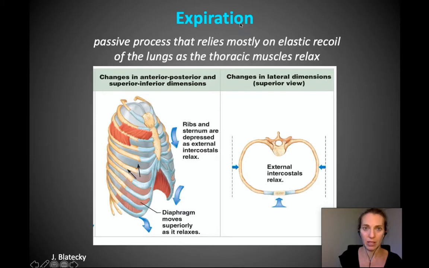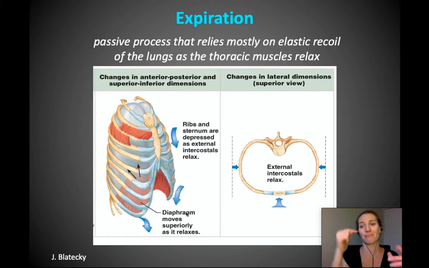So with expiration, it's important to appreciate that this is a passive process. Under normal relaxed expiration with tidal volume, you're not having to force air out. You don't have to blow it out, right? So it's this passive process that relies on elastic recoil of the lungs, spongy like, if you will, okay? So what's going to happen is that these muscles are just going to simply relax now. So the ribs and sternum are depressed, intercostals relax, the diaphragm moves up as it relaxes. And so all of those muscles relax.